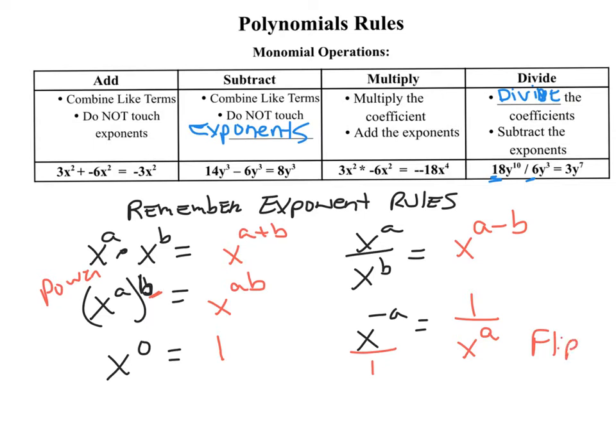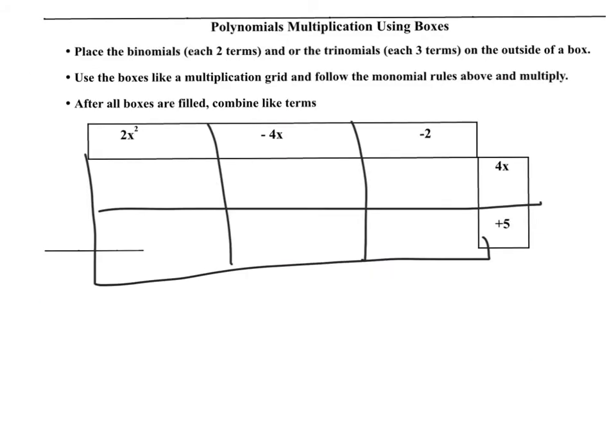Let's take a look at some more stuff and some examples. Alright, in our second slide here, we're basically going to take polynomials and multiply them using a box. We call that the box method. So you place the polynomials, each with 2 terms. I got 2 terms here on the side, and I got a trinomial right here. Binomials have 2 terms, trinomials have 3, which I placed across the top. They're on the outside of the box.